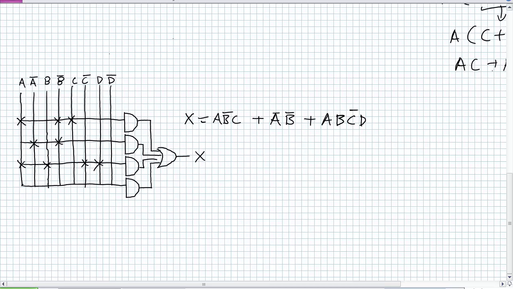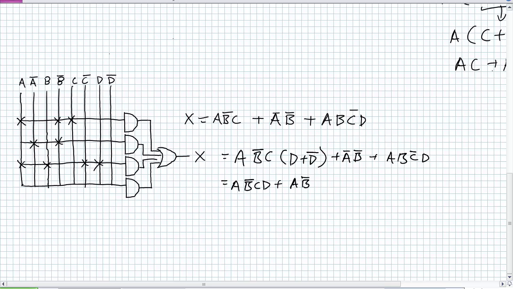Let's take the easiest one first, this guy. How do I expand just that product term out to include all members of the domain? Well, multiply by 1. What's 1? Well, maybe D or not D. That's equivalent to 1. So what I'm going to do is expand out that first product term, A, not B, C. I'm going to multiply it, or AND it, with D or not D. All the other ones remain the same. What do I get? A, not B, C, D, or A, not B, C, not D. All the other ones remain the same.